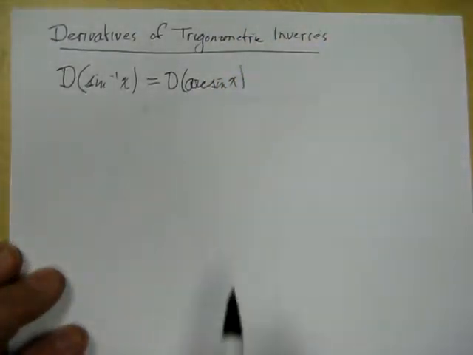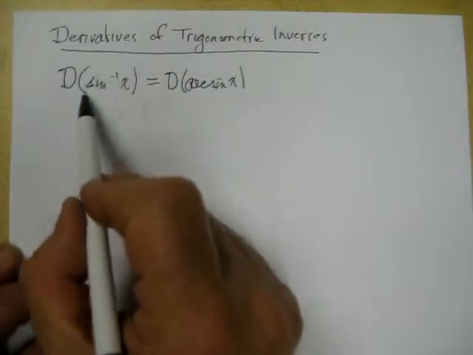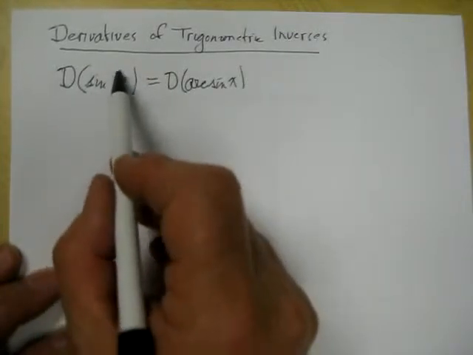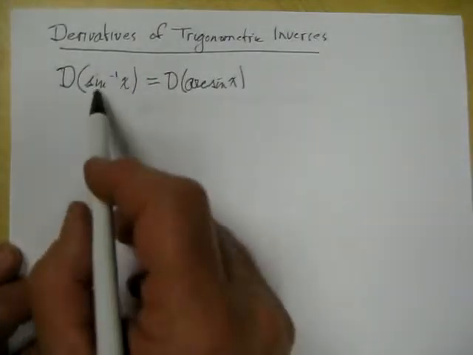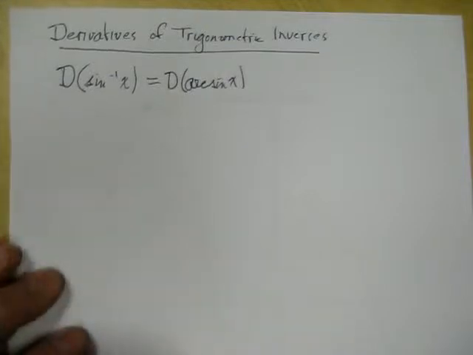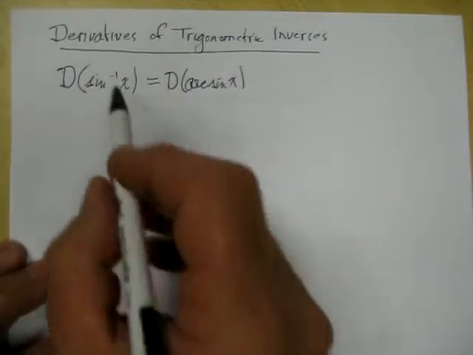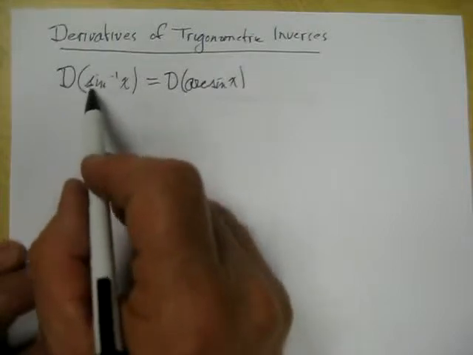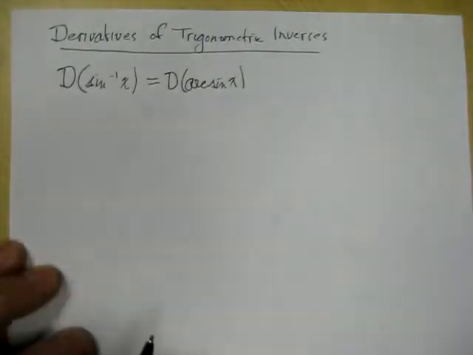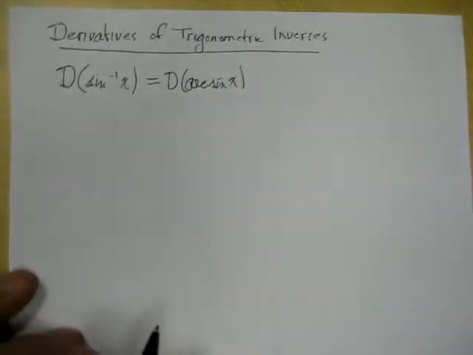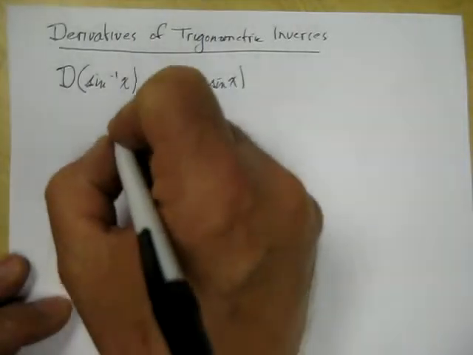And it's important to realize that we don't mean the multiplicative inverse when we're using this minus 1 here. We mean the function inverse of the sine. Okay, so here's our problem. We don't know the derivative of the sine inverse, but we do know the derivative of a sine.